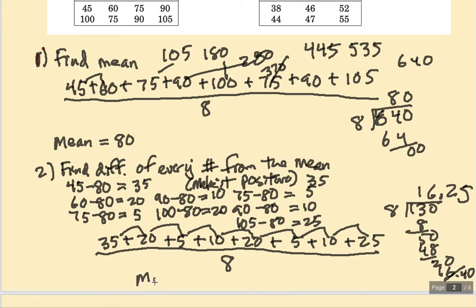So my mean absolute deviation equals 16.25. That means the average distance each number is from the average, from the mean, is 16.25. Okay? And if you think about it, that kind of makes sense. If the mean is 80, and you say the average distance away is a little more than 15 but less than 20, that kind of makes sense, right? So it's a way to look at the spread of a set of data.